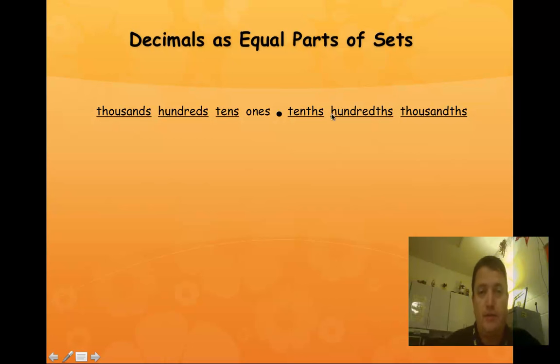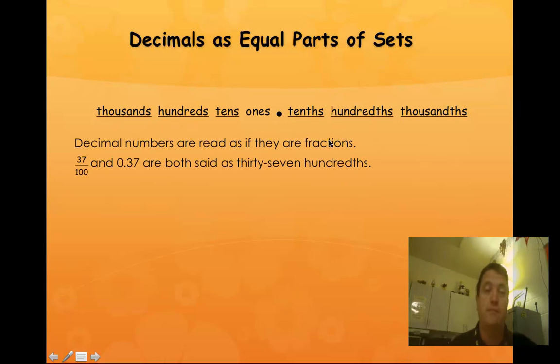You can see up here, these kind of mirror around the ones, and we're going to talk a little bit about that in the next lesson. Think about lines of symmetry. You can see outside of the ones place, either side as we go, the only thing that changes here, besides the value of the number, is how we say them, the THS at the end. So you can see tens, tenths, hundreds, hundredths, thousands, thousandths. Hey, I spelled thousands right there. That's pretty good, right? Okay, so decimal numbers are read as if they are fractions.